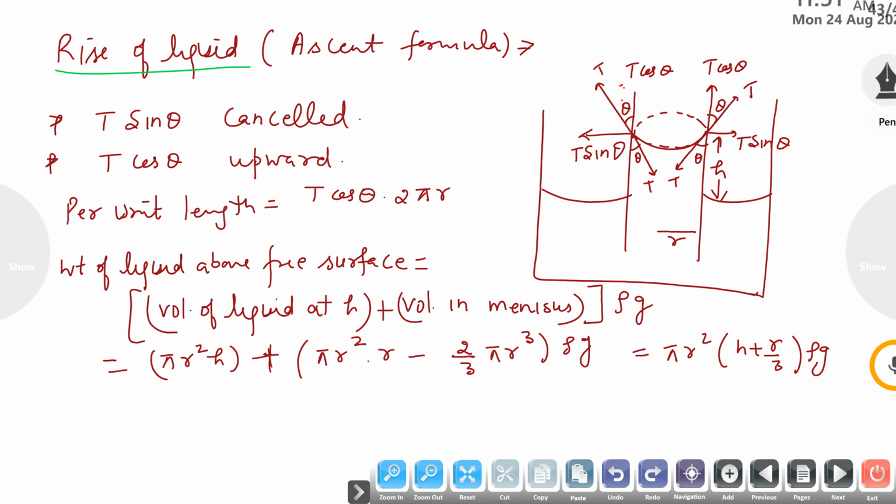Then the rise of liquid. This is a very important derivation and it is also known as the ascent formula. It means now we have to find the height of the liquid raised inside a capillary tube. Suppose this is a concave surface, and if we place a capillary tube inside it, the water level will rise up. Now I have to find the height of the water level, how much it rose. Suppose it rose up to a height h. Now why does it rise?